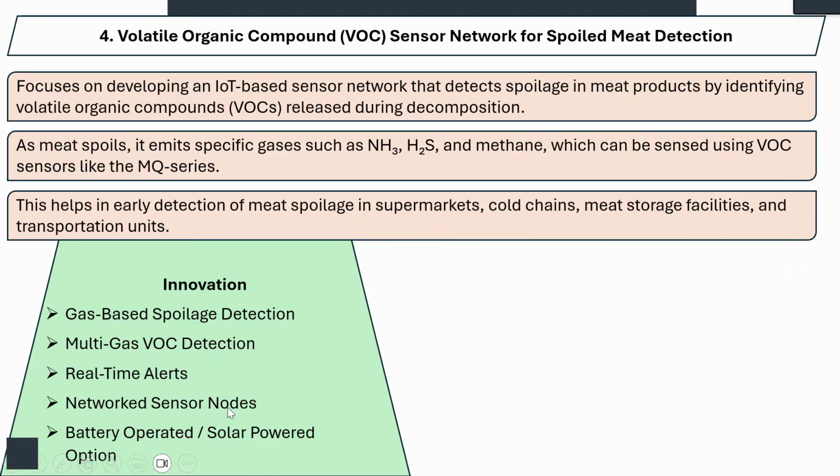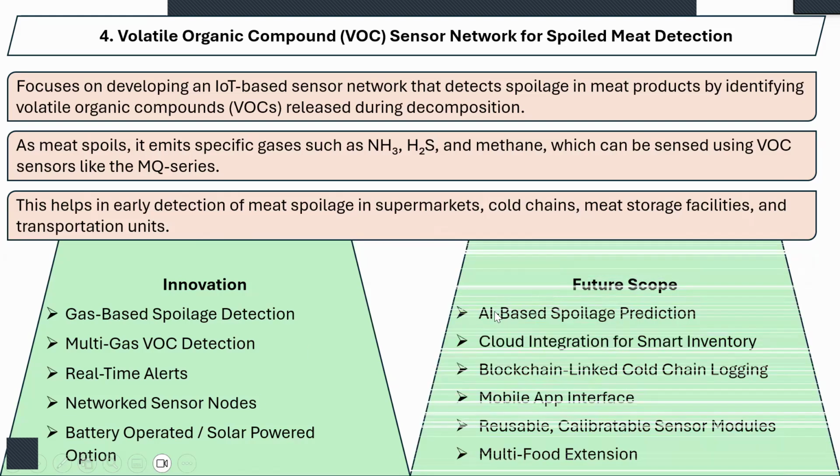Networked sensor nodes. Multiple meat storage areas can be covered using distributed wireless sensor networks, that is WSN. Battery operated or solar operated option. So it is ideal for use in rural cold chains and meat transportation trucks with no reliable power sources. What is the future scope?